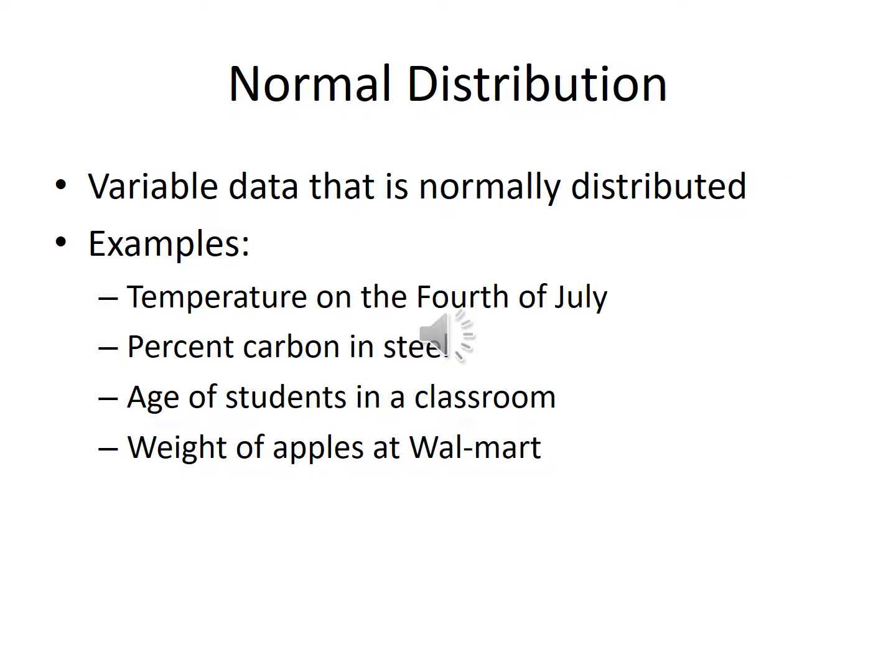The normal distribution, this is variable data. By variable, I mean it could be a fraction. So if you ask me how much does my car weigh, oh, a couple thousand pounds. Be more exact: 2,100. More exact: 2,120. More exact: 2,122. More exact: 2,122.6, and you can keep on going finer and finer and finer. That's variable data. Some examples: temperature, percent carbon in steel, the age of students in the classroom, the weight of apples at Walmart. Again, we can divide these to however fine we want, down to the nearest particle. Infinite number of decimal places.